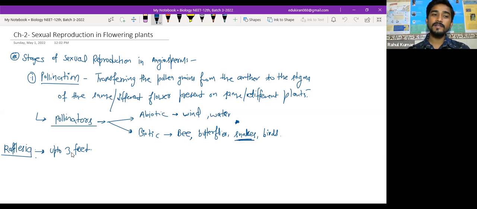There are many animals that use Rafflesia as their shelter. They live in the flower. It's so big that you can actually live inside it. So when you are moving in and out, you are also carrying the pollen. So snakes also pollinate Rafflesia. Will you remember this? Just write it down.